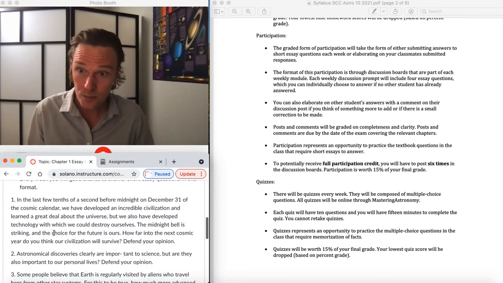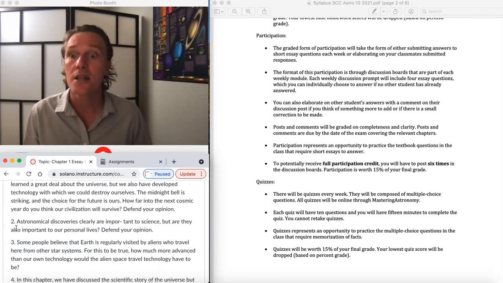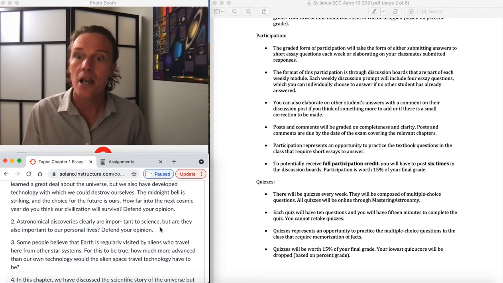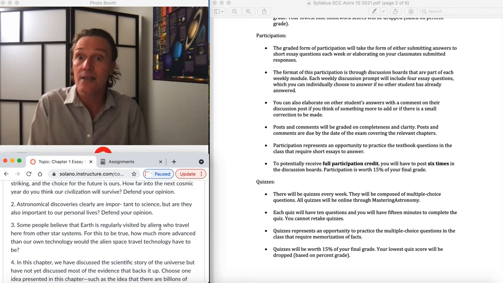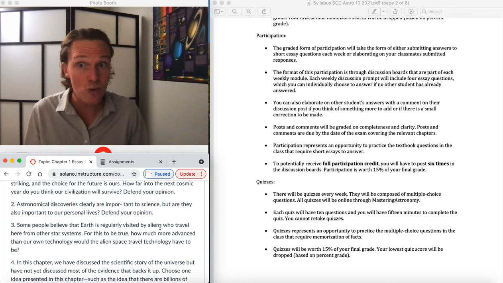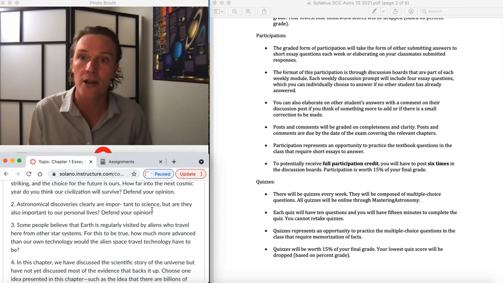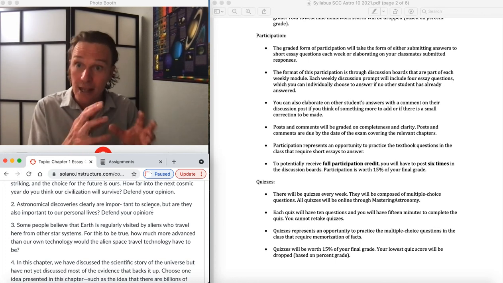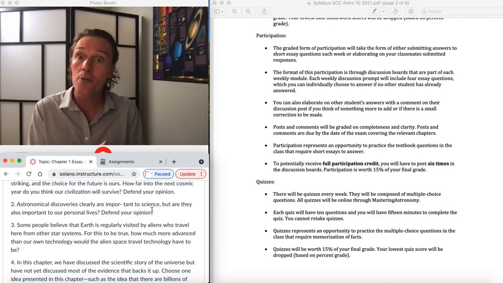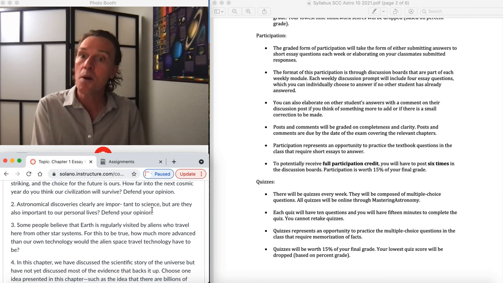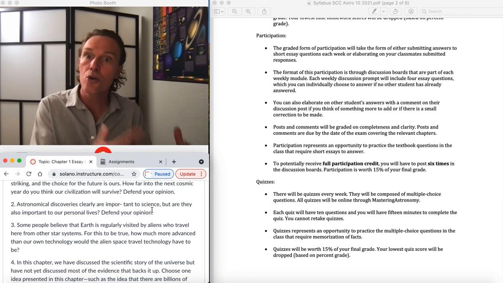So for example, let's look at one of the short ones. Number 2: astronomical discoveries clearly are important to science, but are they also important to our personal lives? Defend your opinion. So you could write a post about that. Your post should be at least 3 or 4 sentences long. It can certainly be longer, and if you're the person that first posts that, now no one else can answer that question after you, and I'm going to respond and comment on how thorough your answer is.